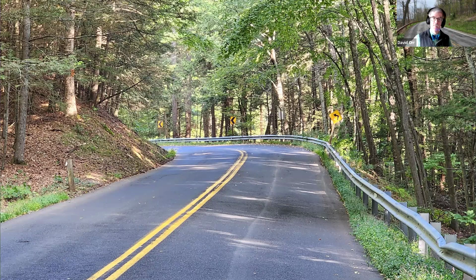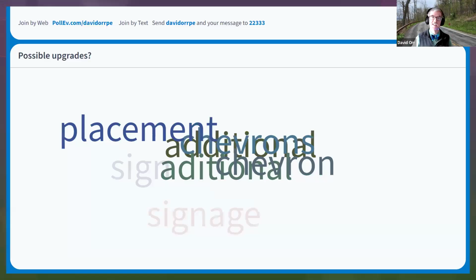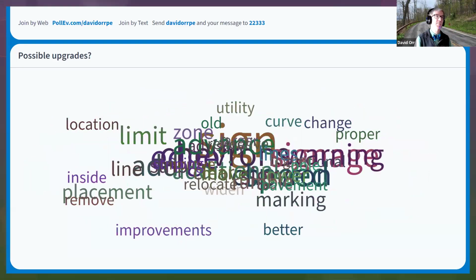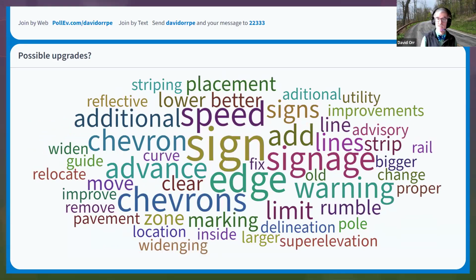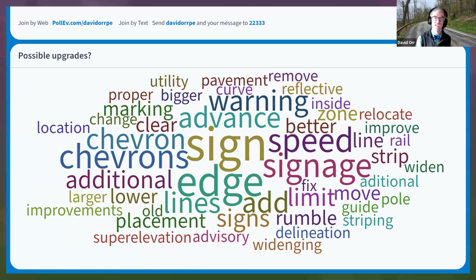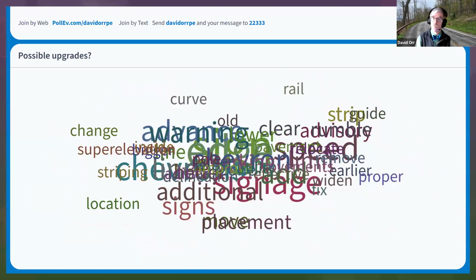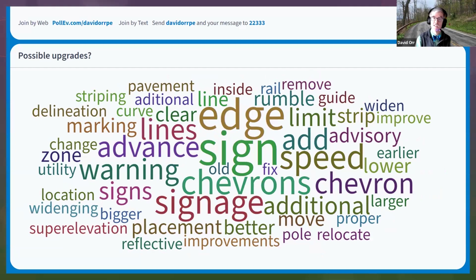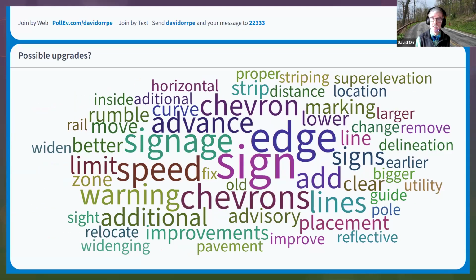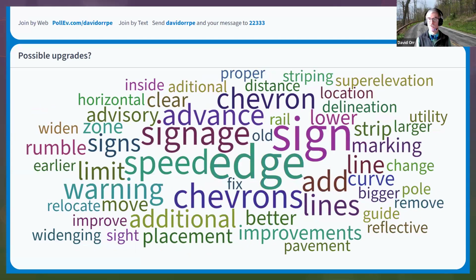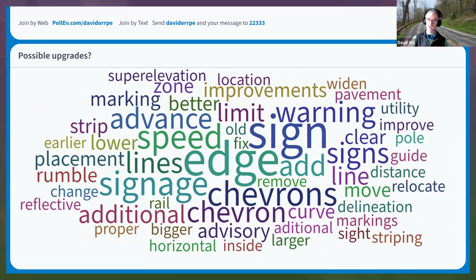Okay, so let's see what y'all came up with. Gave y'all a second here. Let's see what our nice little Wordle pops up. Maybe clear some trees and brush. Maybe some widening. You've got to worry about some poles. Okay. Definitely thinking about some chevrons or delineators. Whether you need that or not depends on the speed differential. Okay. Think about the super elevation. Hard to see in a photograph if the super is any good, but again, good things to think about.